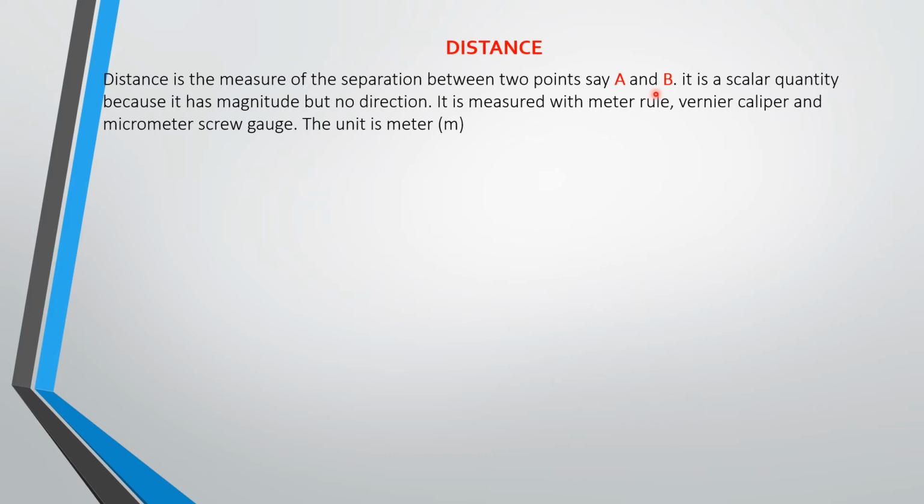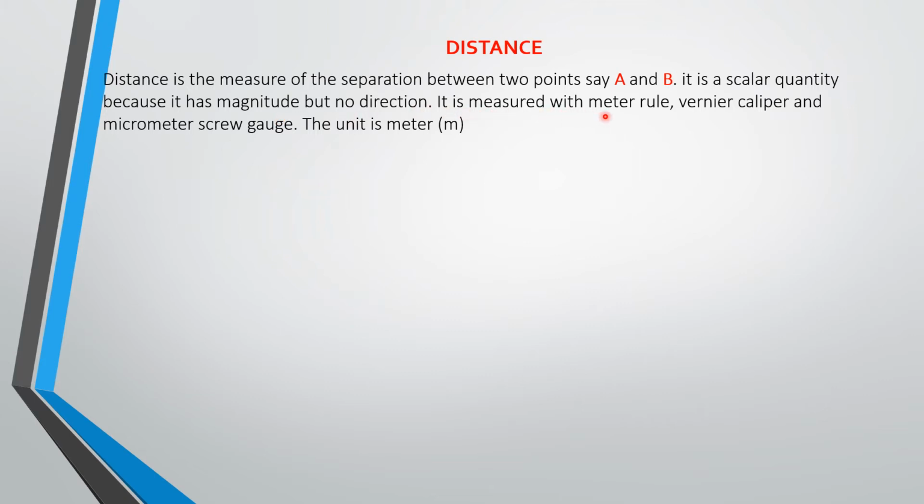When you measure that space between 2 points A and B, what you have will give you the distance between the 2 points. Like if you measure the space between your classroom and your lab in school, that is the distance. Or the space between your desk and your board is a distance if you measure it. So distance is a scalar quantity because it has magnitude but no direction.